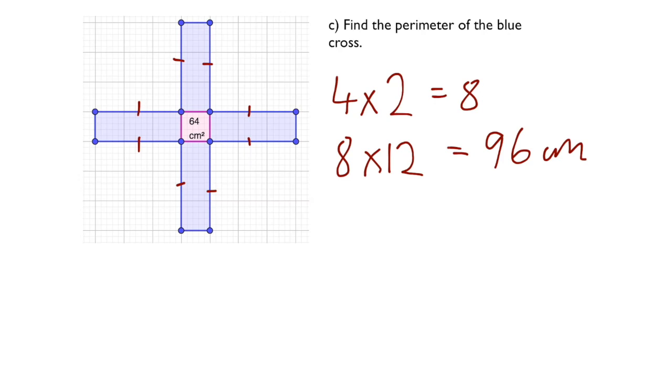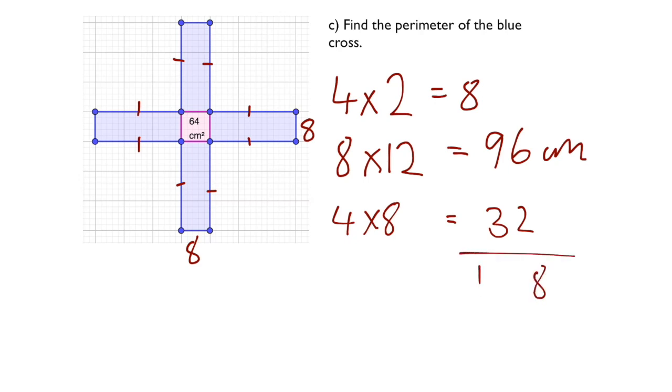And then each rectangle has one height of 8 centimeters. So there's 4 of those. 4 times 8 is 32. Then we can simply add those 2 numbers together to get the perimeter, which equals 128 centimeters.